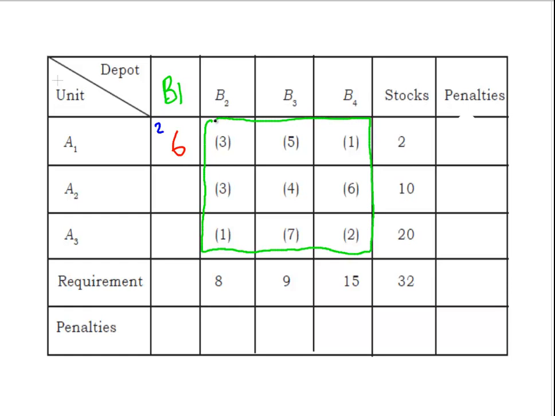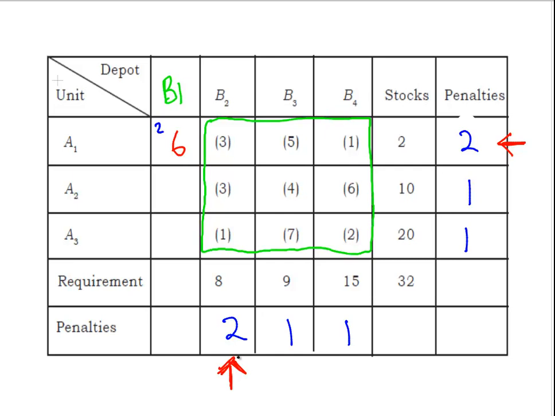So the lowest here is 1, the next lowest is 3, so the difference there is 2. The lowest here is 3, the next lowest is 4, the difference is 1. Lowest here is 1, the next lowest there is 2, so the difference there is 1. On this side, the penalties don't change. They're the same as they were the last time around, so I'll just put them in again. 2, 1, 1. Now, we've got another tiebreaker situation. The highest penalty cost is the top row or this column here. So what I'll do in this instance is I'll pick out the top row.